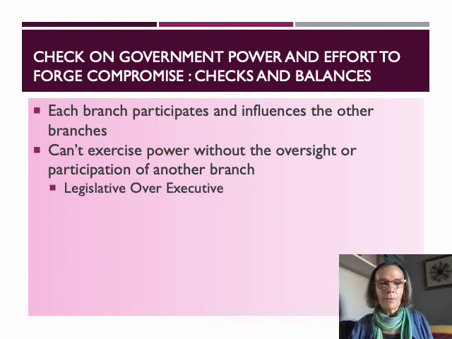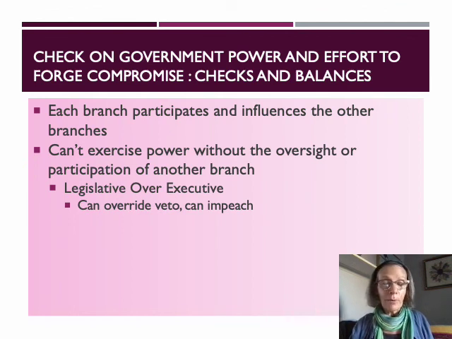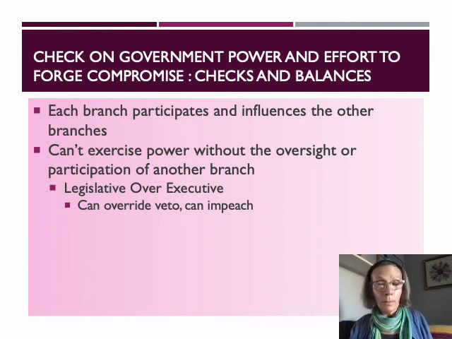For example, the legislature has some oversight of the executive branch. In other words, the executive branch can't do things without the approval of the legislature. For example, if the executive branch vetoes a law, then the legislative branch could override that veto. So the veto itself doesn't stand, it could be overridden. If the executive branch abuses its power, the legislature has the power to impeach and remove a president.